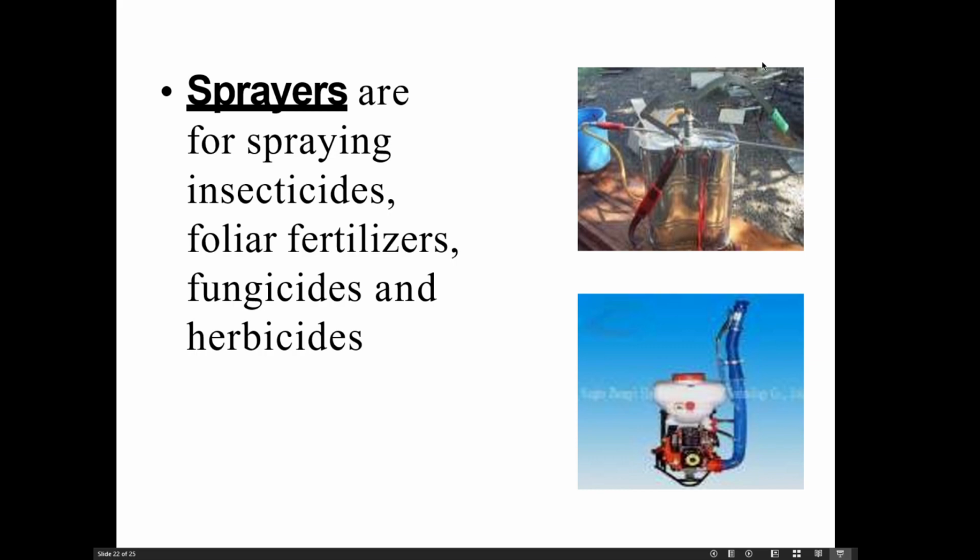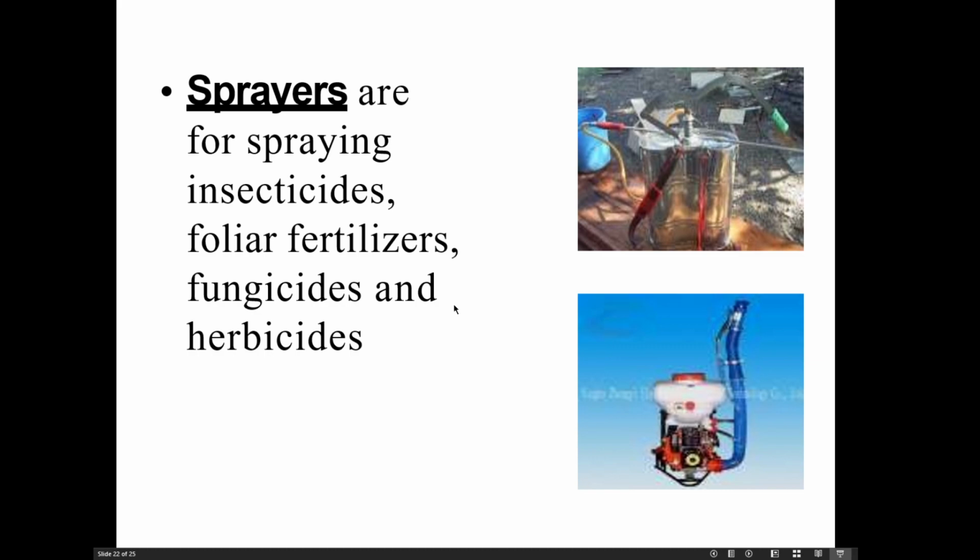Yan, yung ginagamit dito. Nakalagay yan sa likod, parang backpack lang. So binobomba yan ng magsasaka. Medyo matapang ang amoy niyan eh. Yung sprayer na yan, yung laman yan. So naglagay sila insecticides, fertilizers, fungicides, and herbicides. Yan, binobomba nila yan.